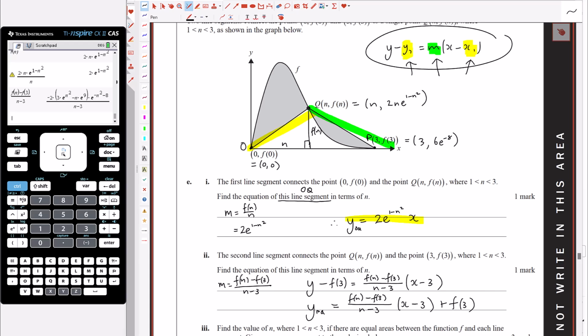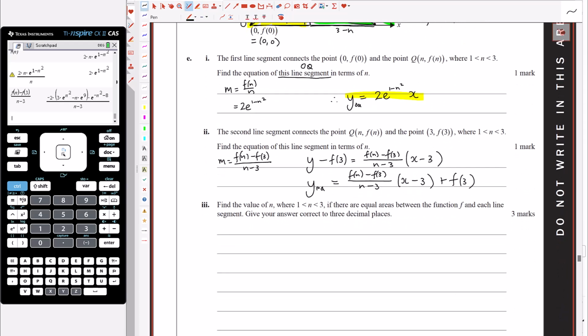So as you said, this distance along the bottom here is n, this vertical height here is f at n, this distance along the bottom here will be 3 minus n, and so as triangles they're going to be quite nice. So the first grey area is going to be the integral of the function from 0 to n, and then take away the triangle, this yellow triangle defined by that yellow straight line, and then the other area will be the green triangle, take away the integral of the function from n to 3.